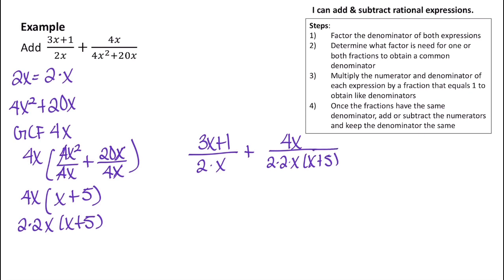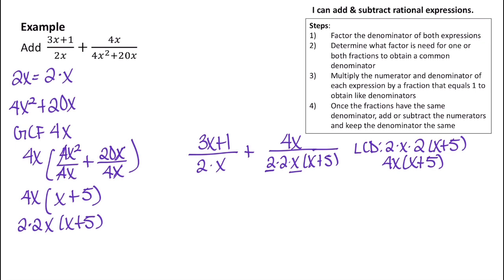So the least common denominator is going to be where I pull out all these factors. So I have 2 and I have an x. I already had 2, so I'm not going to write it again. But then I have an extra 2, so I'm going to add that. X I already wrote, and then I have x plus 5. So my common denominator is going to be 4x times x plus 5.